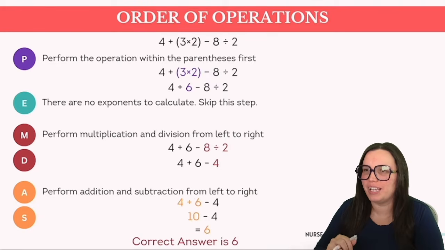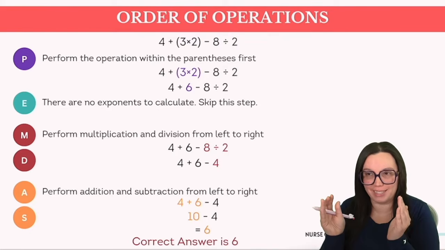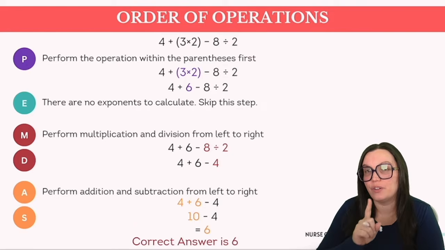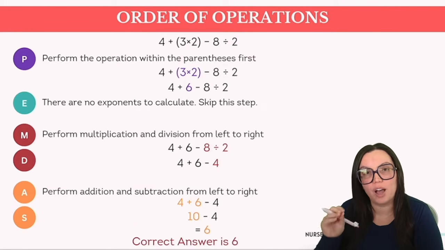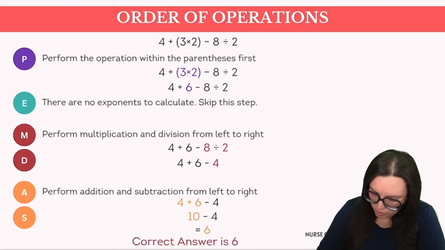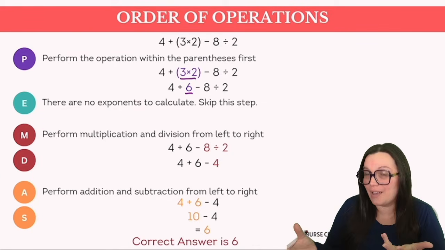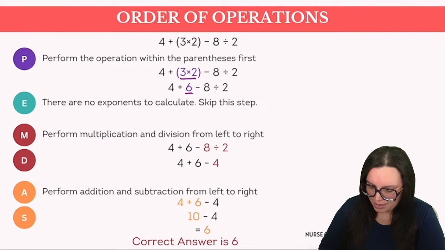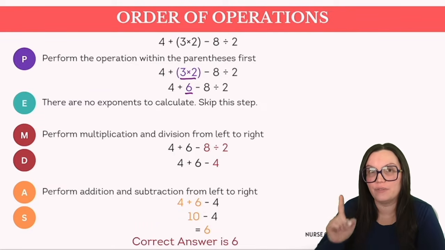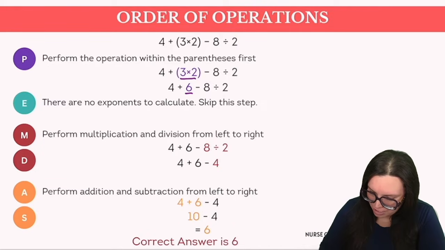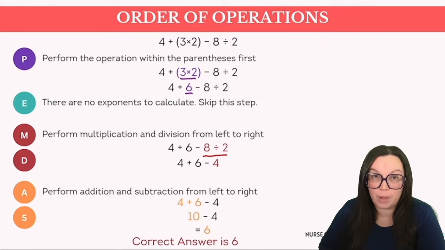So our first equation is 4 plus, our parentheses, 3 times 2, minus 8 divided by 2. So the very first thing we want to do following PEMDAS is perform the operations within the parentheses. We do this by multiplying 3 times 2, which is going to give us 6. Next, we're going to move on to exponents. We don't have any, so we can automatically skip this step. Then we're going to perform multiplication and division. Remember, we're moving from left to right. So the only multiplication and division that I can see is the 8 divided by 2. We're going to perform that operation and it's going to give us 4.